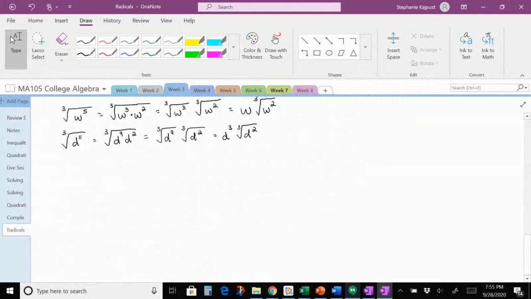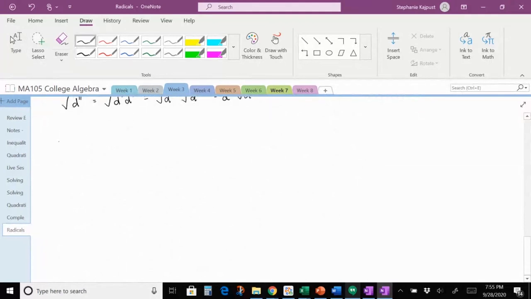So for example, if I had, say, the cubed root of 40x to the 7th, we're going to have both numbers and variables. So with the number, I need to do a prime factorization because I need to figure out how I can group my numbers in groups of 3, basically. So 40 is 4 times 10. 4 is 2 times 2. 10 is 2 times 5.